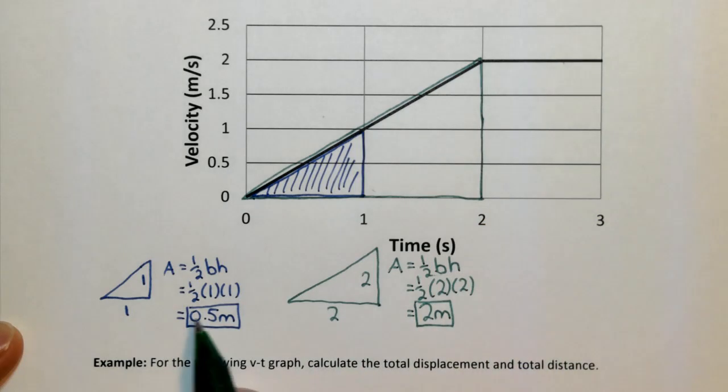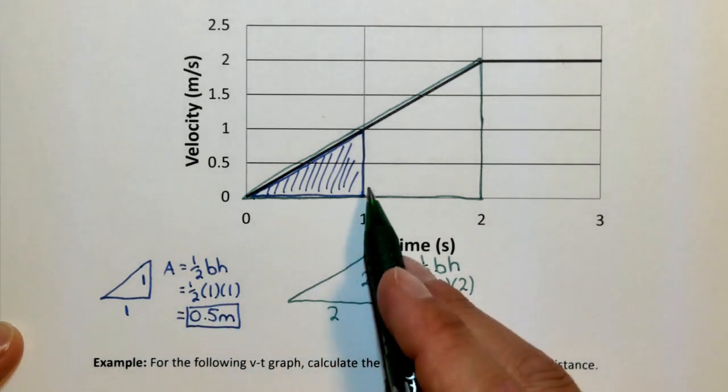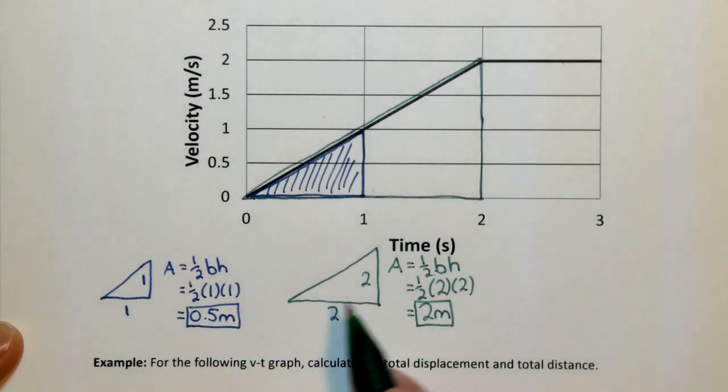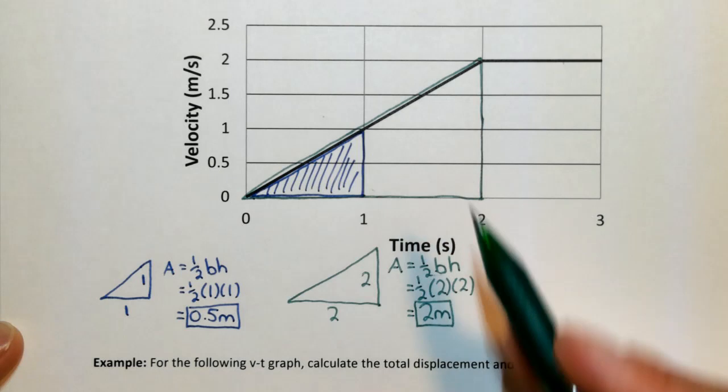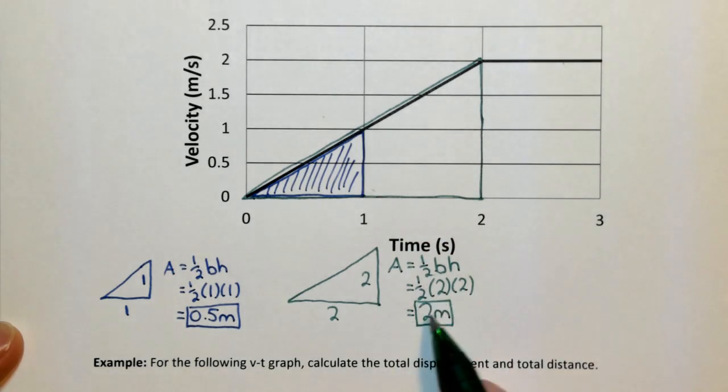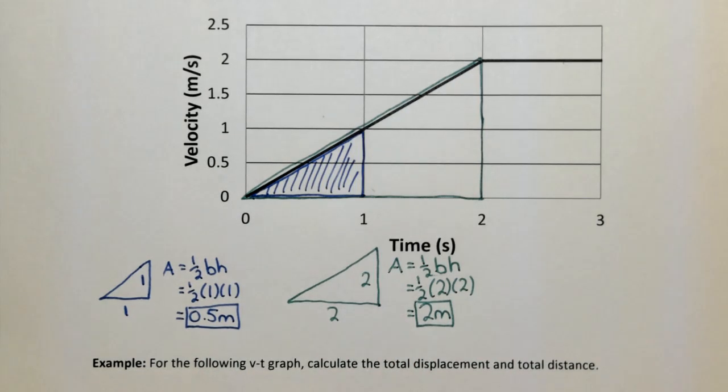So in the first second, it covers a little bit of ground because it's going pretty slow. But in the next section after that, it's covering a lot more ground because it's going a lot faster. So it makes sense that the distance covered for the first 2 seconds is quite a bit more than the distance covered for the first 1 second.